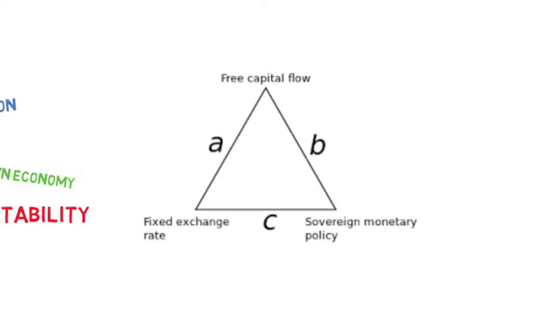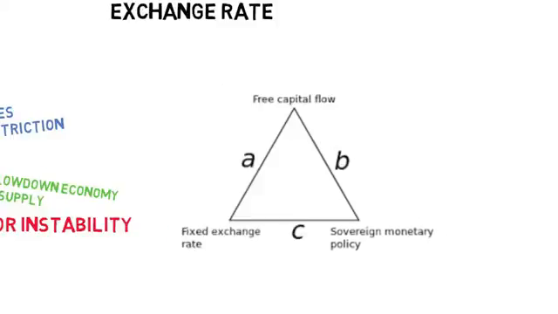As it is an impossible trinity, only two of these can be achieved. For example, say a government wants to keep inflation low and allow a freely traded currency, it must settle for a floating exchange rate instead of a fixed exchange rate.